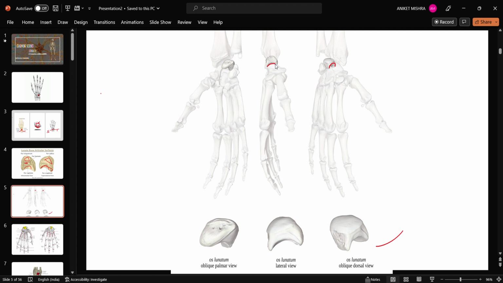If we look at the medial view, the medial surface possesses a smooth quadrilateral facet for the articulation with the triquetral bone. This one is the triquetral bone. The hamate lies distalomedially. When we look at the radiocarpal joint, we will find that it has convex surfaces here.